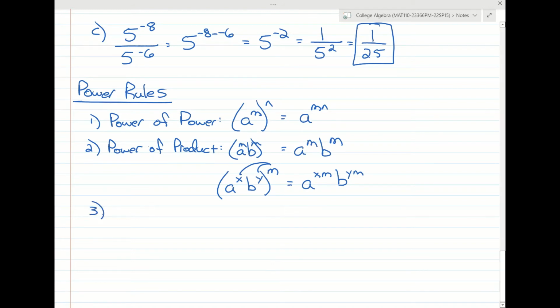And then the third power rule says a power of a quotient. The power of a quotient says if you had a to the x power divided by b to the y power all to the m, you would just distribute the exponents. So a to the xm divided by b to the ym. And we'll do a few examples to practice this.